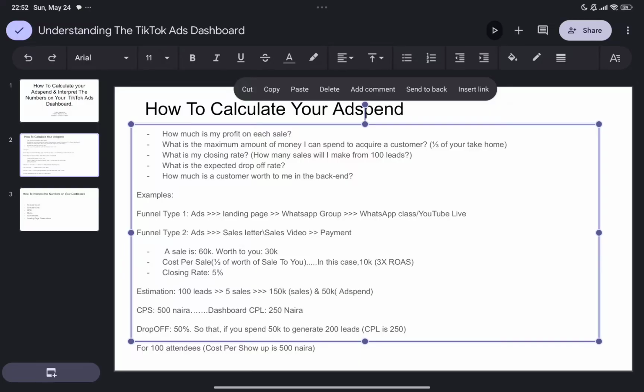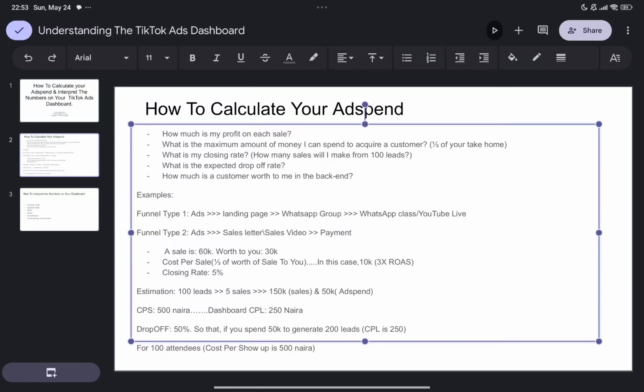So I spoke about drop off the other time, and let me indicate the places where this drop off often comes. From your ads to landing page, yes, the number of leads is recorded on the dashboard at this point, but not everybody that is recorded as a lead on this landing page eventually makes it to the WhatsApp group, especially on a platform like TikTok, because some of them will click on the link and be directed to download WhatsApp. They might click on the link and have an error message, and all of that. So let's say because of these issues, you are losing about 20% of the leads from your landing page to your WhatsApp group.